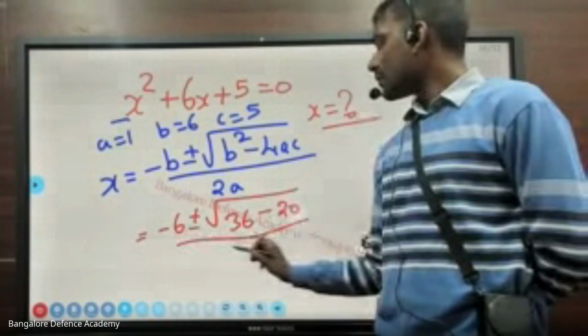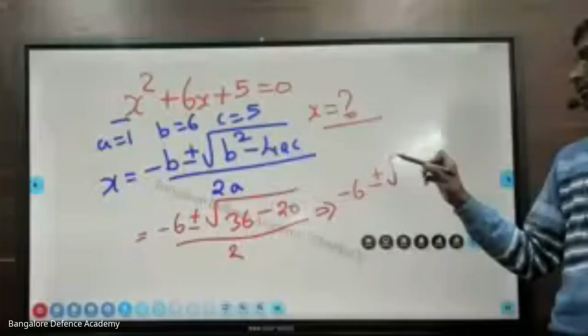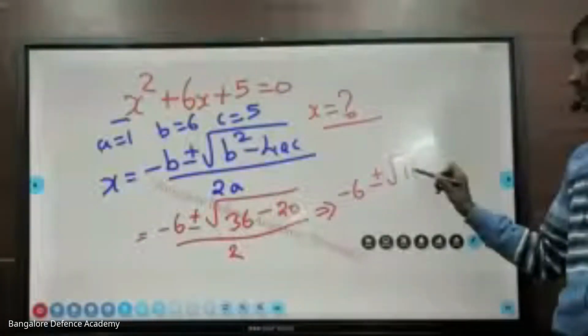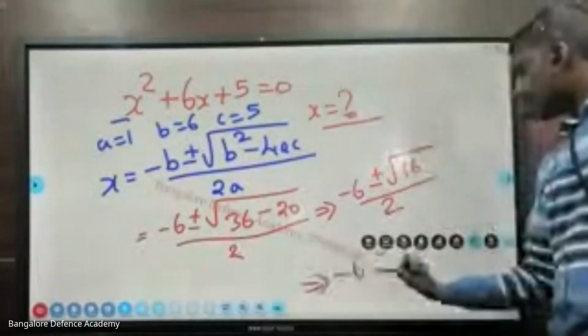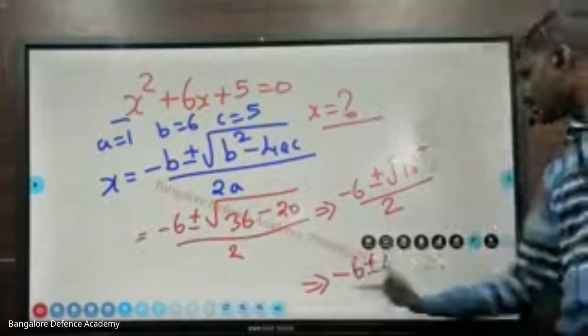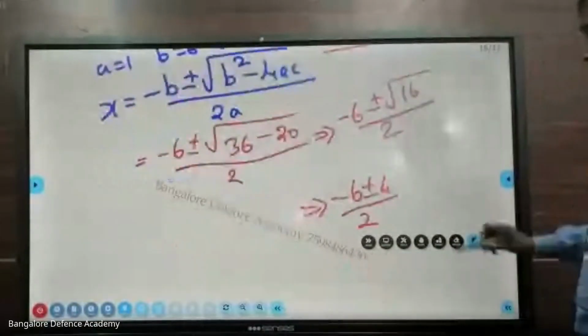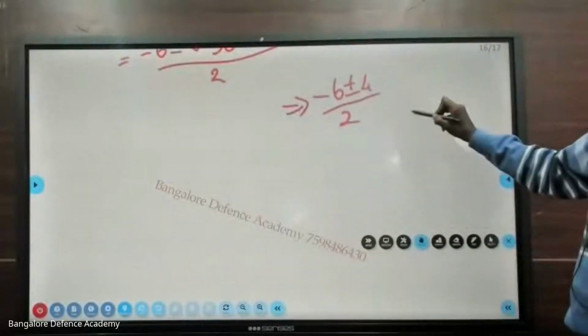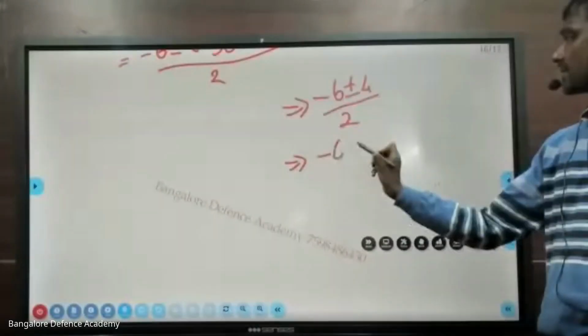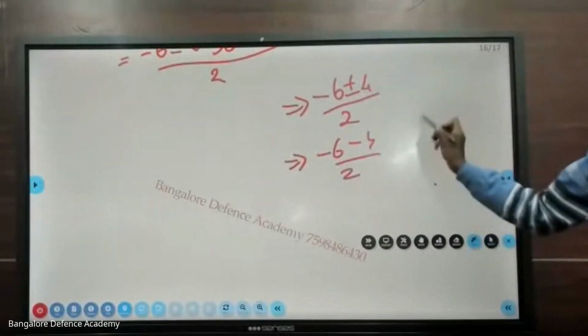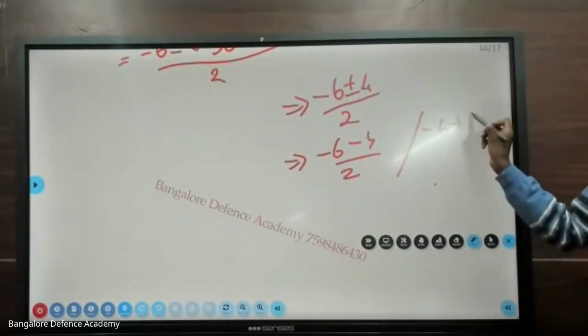Okay, so plus or minus root of 36 minus 20, 16. So this becomes root 16 divided by 2. Okay, next what happens? Minus 6 plus or minus 4 divided by 2. So you have to do it twice, correct no? Okay. यहाँ पे आपको क्या करना है? minus 6 minus 4 divided by 2 or minus 6 plus 4 divided by 2.